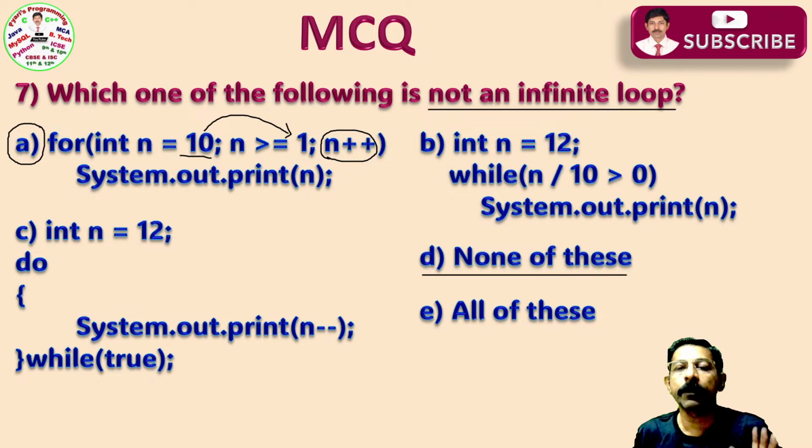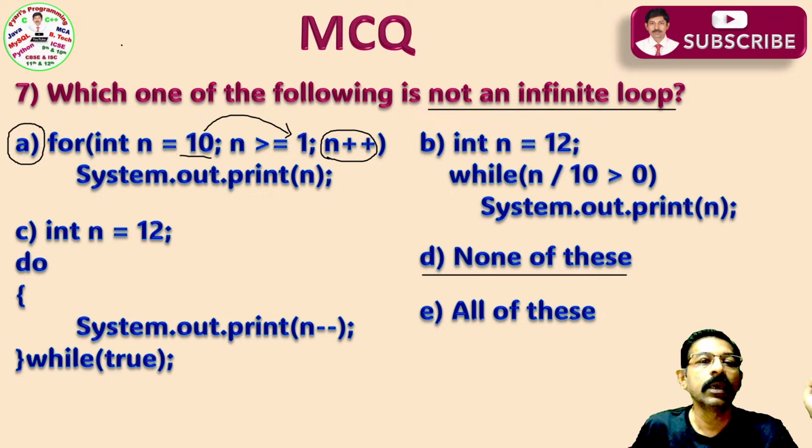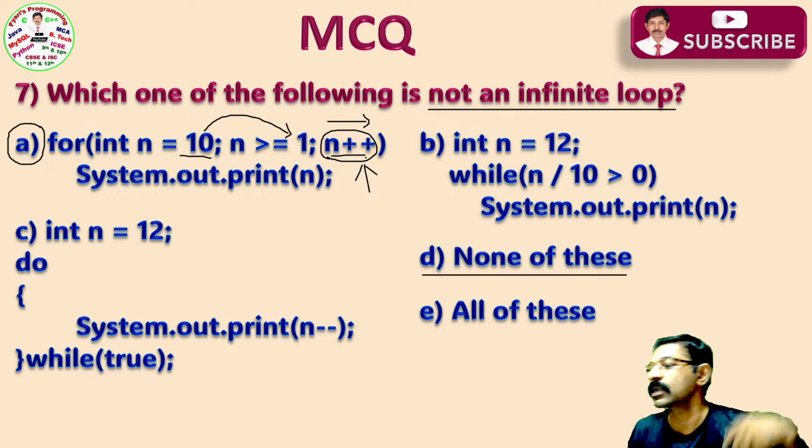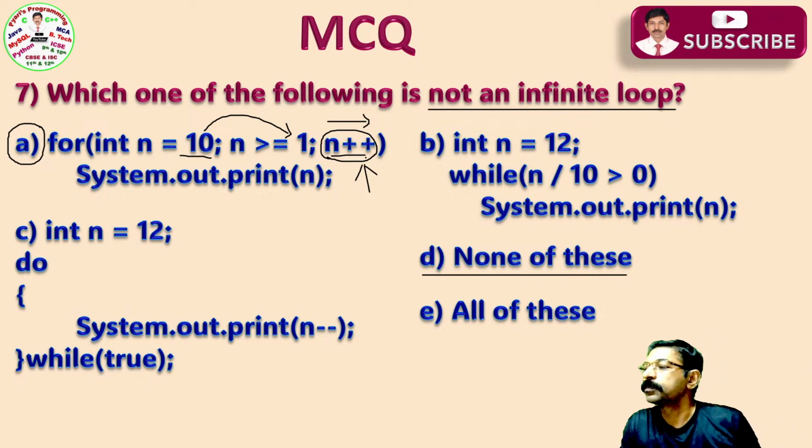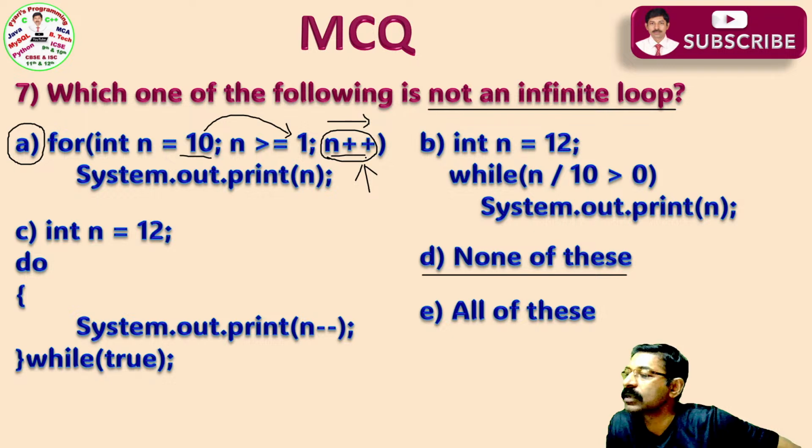Understood everyone? What is my purpose? You have to tell me because of which reason it is an infinite loop. Look at this, I am telling you the first one, you will do the rest. Because of n plus plus, it is an infinite loop. Because 10 to 1, it should be in a decreasing order. But it is in increasing order, n plus plus, hence it is an infinite loop. Based on the n value being greater than the limit and we are increasing it.